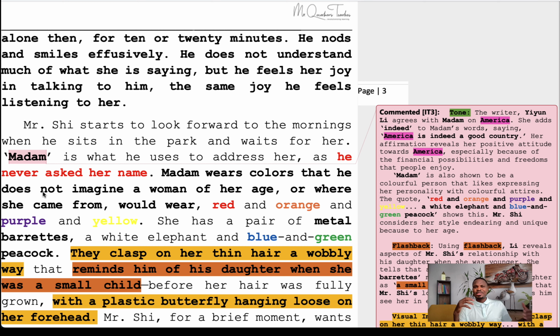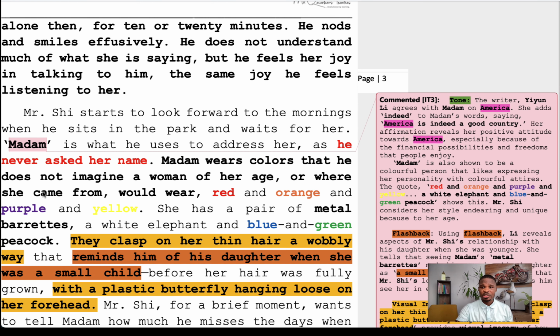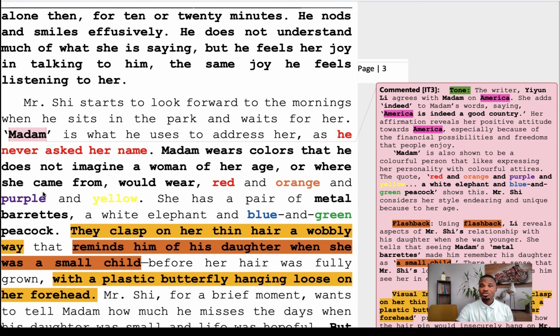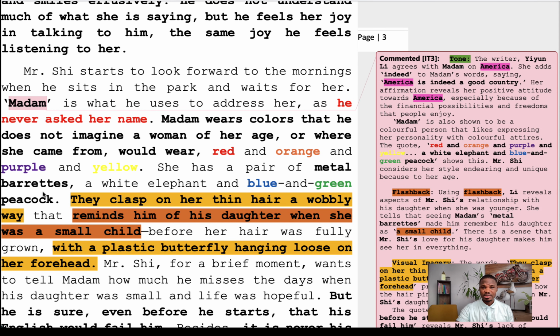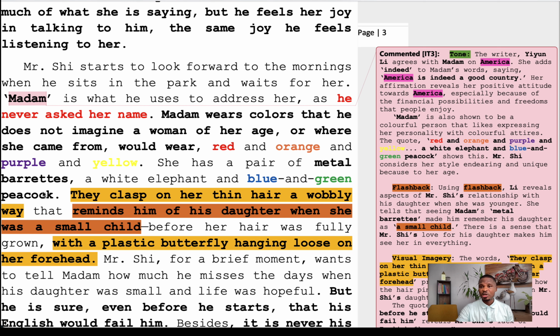And that is something that he doesn't understand. Why does a young daughter who has a life, in her 30s, have such pessimistic opinions of the world? And Madame, who is older, 77 years old, why does she have such happiness and joy and wear such vibrant colors? So Madame wears colors that he does not imagine a woman her age or where she came from would wear. Red and orange and purple and yellow. She has a pair of metal barrettes, a white elephant, and a blue and green peacock.